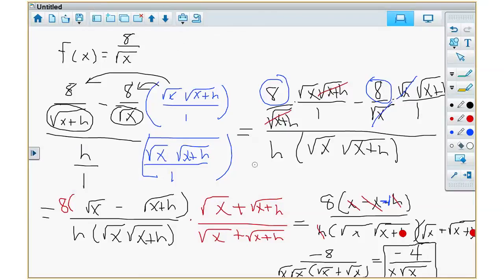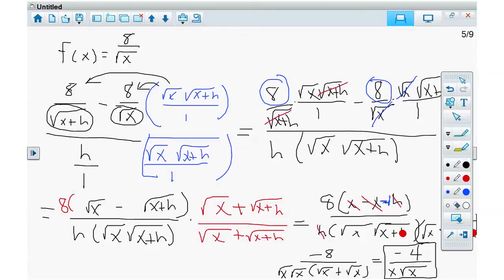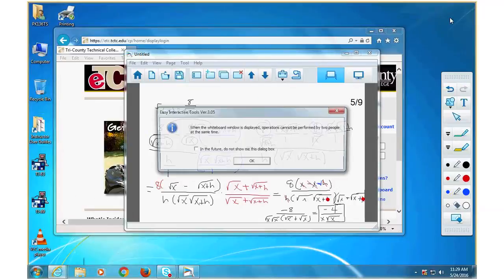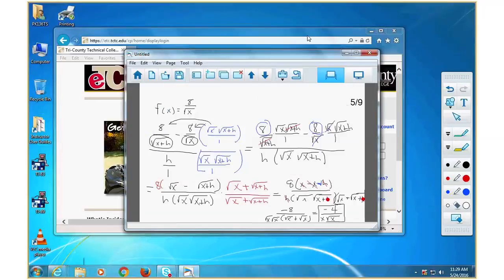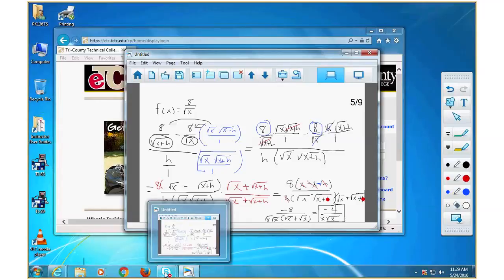Hold on just a second. Let me shut down everything and get the roll. I'm not erasing it. I'm just stopping recording.